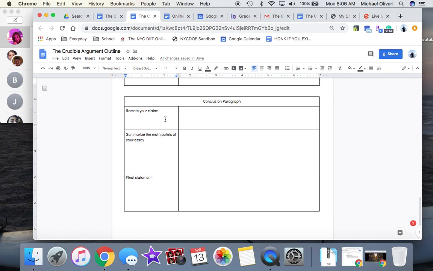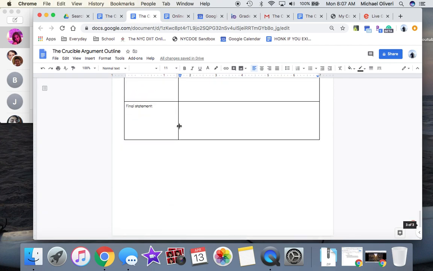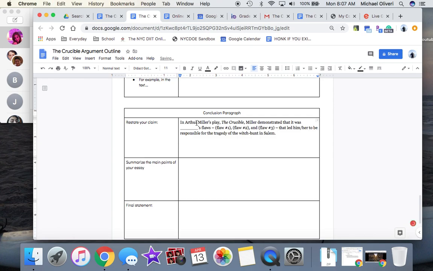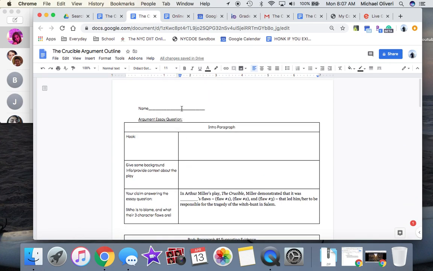You want to restate your claim, which again, you can use this right here. Restate your claim. Boom. Summarize the main points of your essay. And then have your final lead out statement. Okay? So use this outline, follow this outline if you need it.